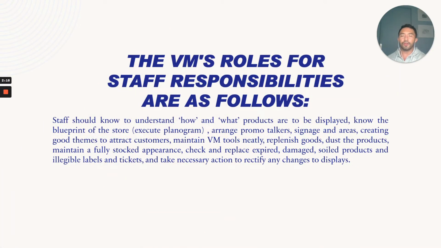The VM's roles, or visual merchandiser's roles, for staff responsibility are as follows. Staff should know how to understand how and what products are to be displayed, know the blueprint of the store, arrange promo talkers, signages, and areas, create good themes to attract customers, maintain VM tools, neatly replenish goods, dust the products, maintain a fully stocked appearance, check and replace expired, damaged, and soiled products, and take necessary action to rectify any changes in the display.